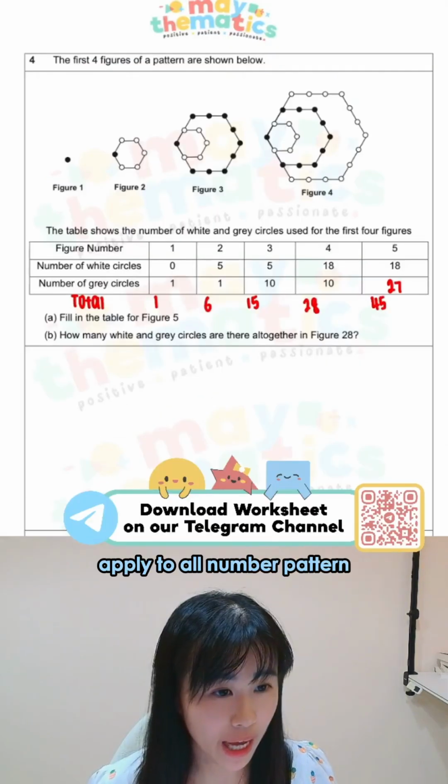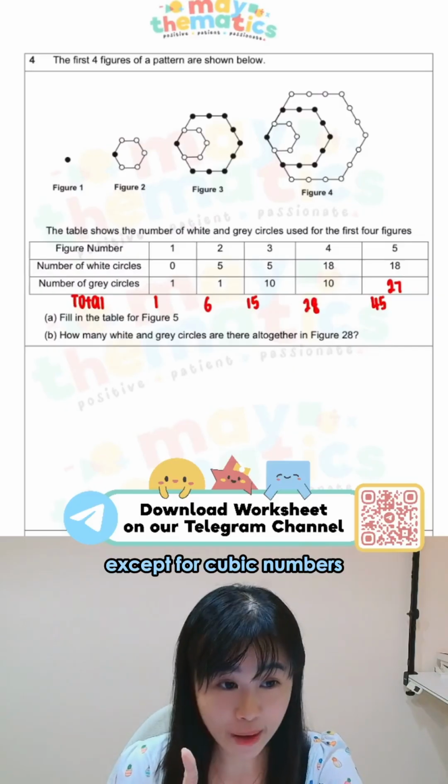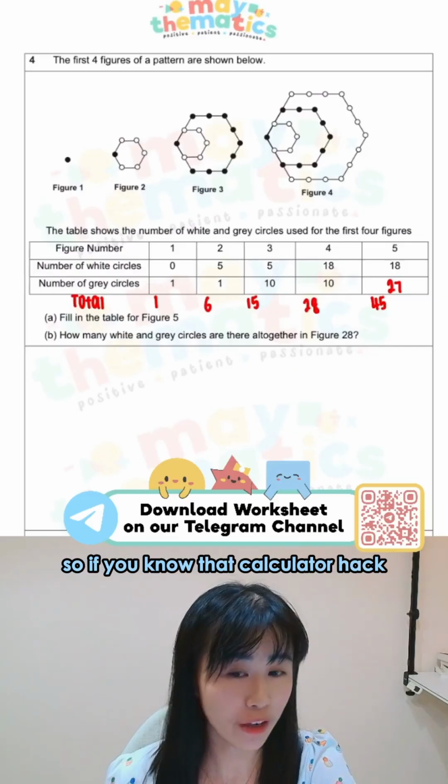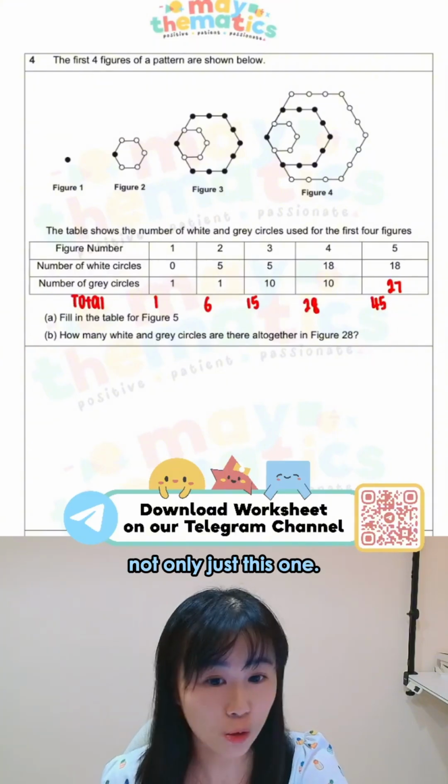Does the calculator hack apply to all number pattern questions? Yes. It applies to all except for cubic number patterns. So if you know that calculator hack, you can solve literally any number pattern question, not only just this one.